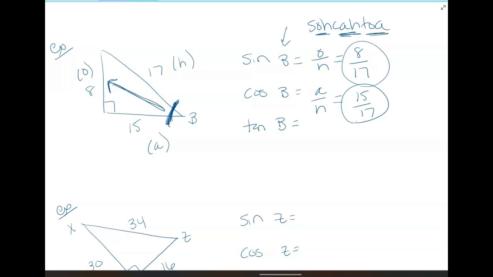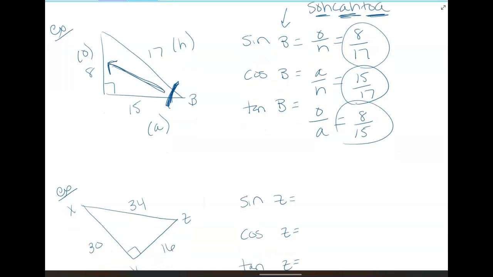And then finally, the tangent, coming here at the end, is the opposite over the adjacent. The opposite is 8, and the adjacent is 15. All right, those are the values you're looking at.